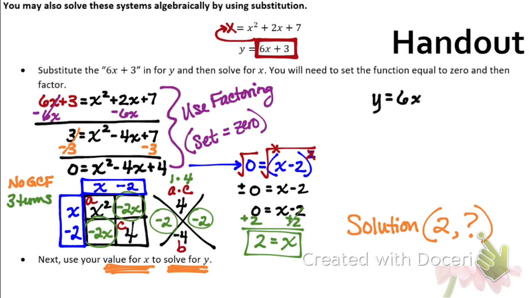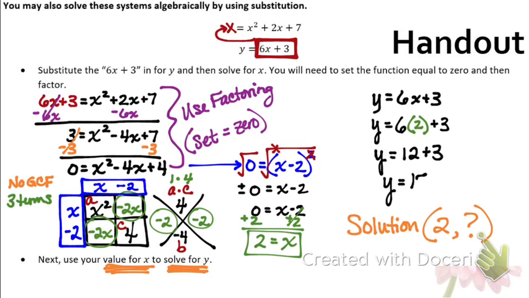So y equals 6x plus 3. What are we putting in the place of the x? We're going to put a 2 in the place of the x. What's 6 times 2? 12. So I have 12 plus 3. What is that? 15. That is the y part of my ordered pair.